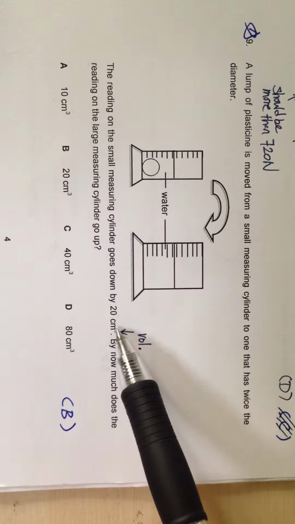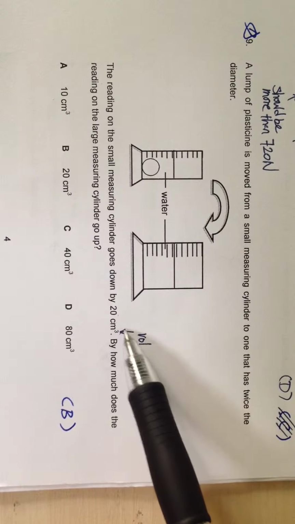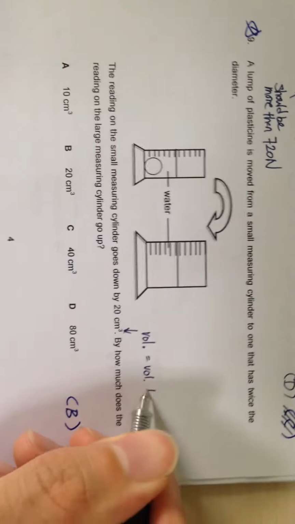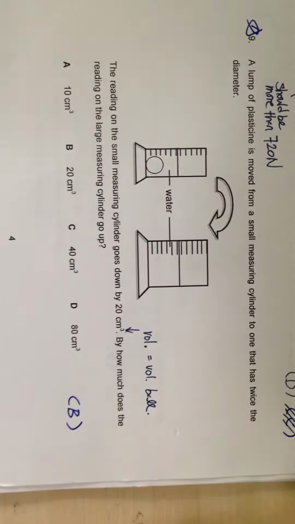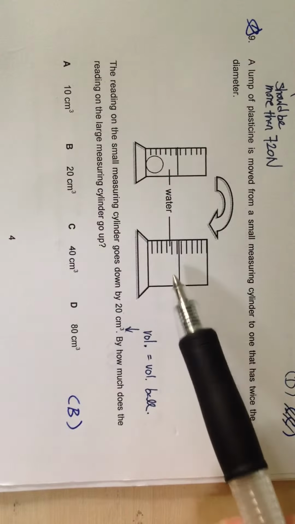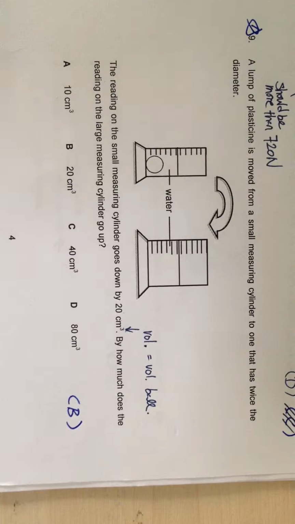But since they already give you the volume, you know that this 20 cm cube volume is the volume of the ball. So when this ball is placed into this cylinder, how much does the reading go up? It will be 20 cm cube. Nothing actually changes, because the ball's volume is fixed. So therefore you will get B. Okay, don't overthink.